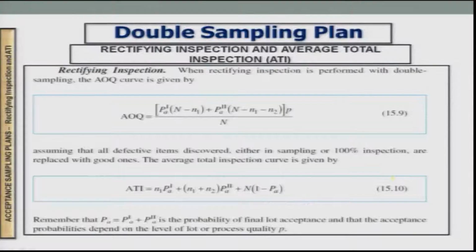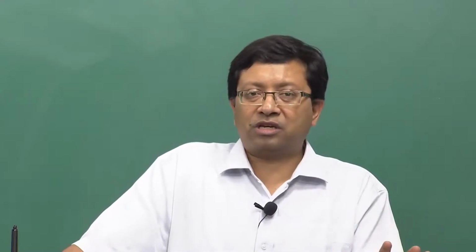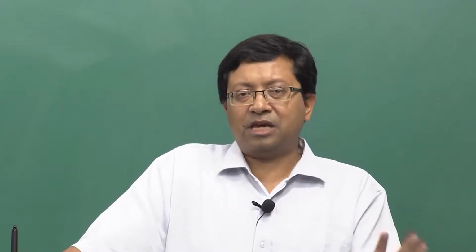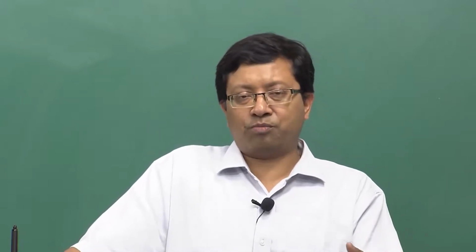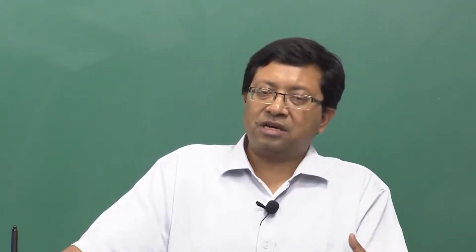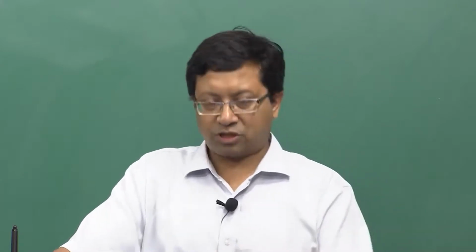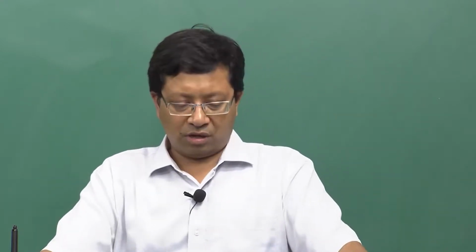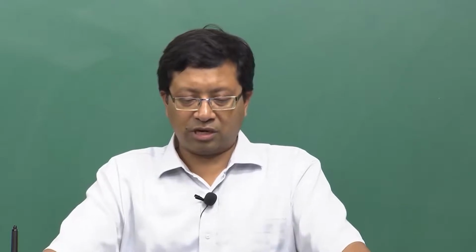So, the average total inspection curve would be given by the multiplication of n1 into P subscript 1 and subscript a, which basically means the probability that the accepted number is some fixed value, depending on whatever you think is right in the first case. Then P subscript 2a would basically be the corresponding probability in the second stage and so on and so forth. Based on that you find out the overall ATI, which is basically the average total inspection numbers accordingly.